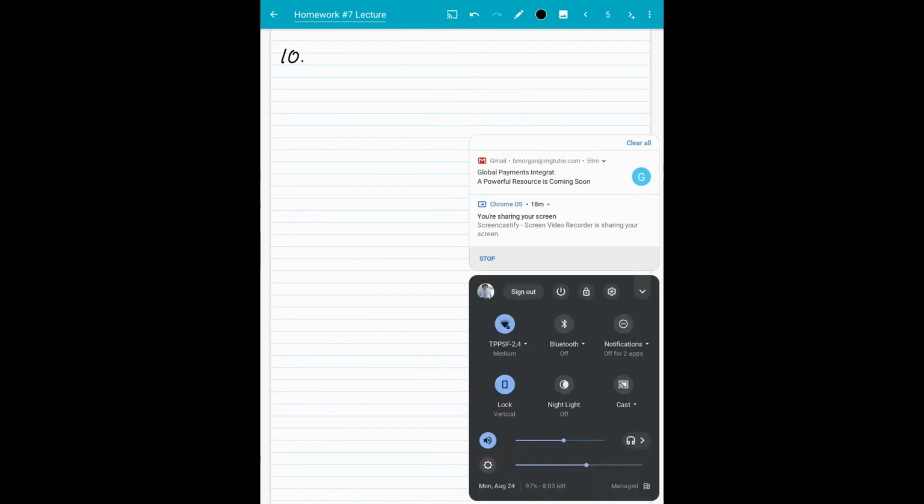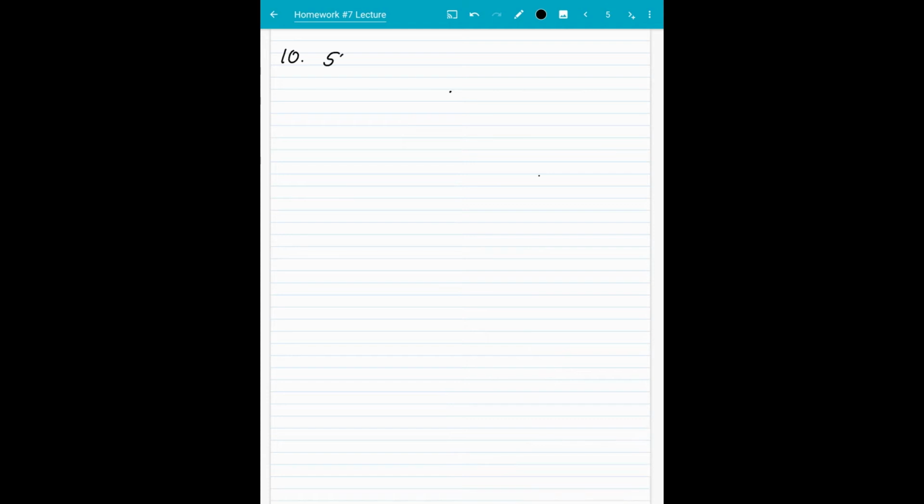Okay, so let's check out number 10. This one says you purchased a 50 pound case of persimmons. It says persimmons have a yield percentage of 82%. How many 4-ounce servings of persimmons can you get from the case? So how many 4-ounce servings can we get from the case?